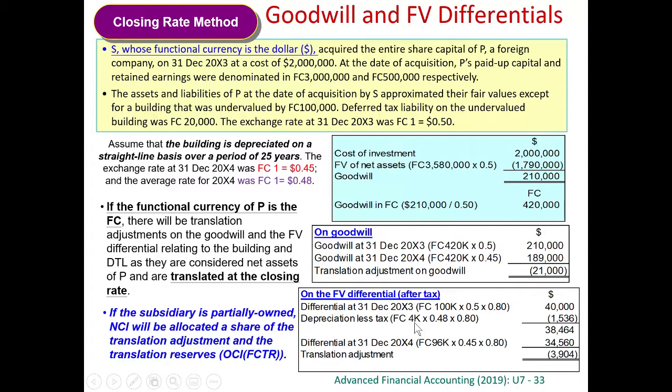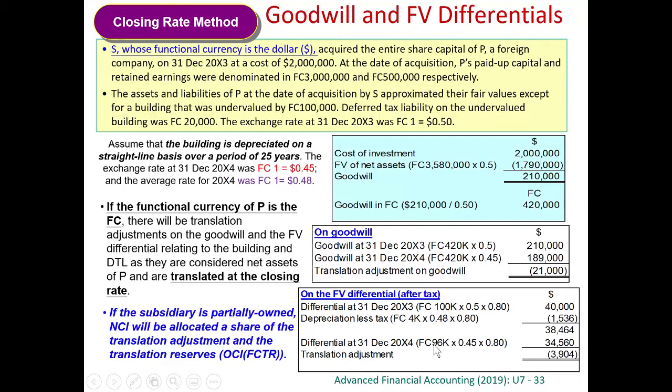Under the closing rate method, usually income and expense will be translated using the average rate. The average rate is 0.48. So the 4,000 depreciation is translated using the average rate, after tax, 1 minus 20% tax rate. If nothing happens, the closing balance of the fair value adjustments should be $38,464. However, we need to keep goodwill, fair value adjustments, and the book value of the net assets in the functional currency of the foreign operation. That means in this case, it should be FC. So we keep it in this original currency.